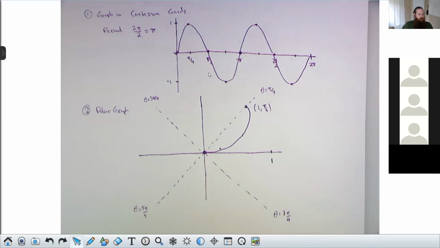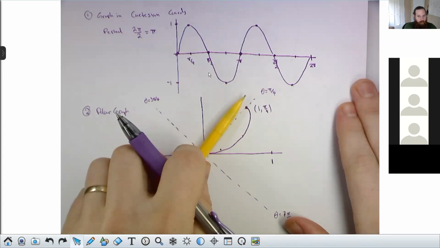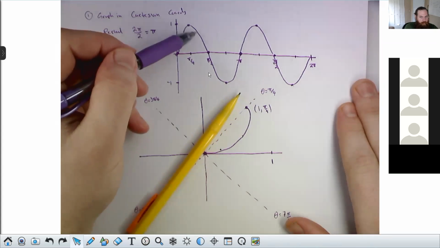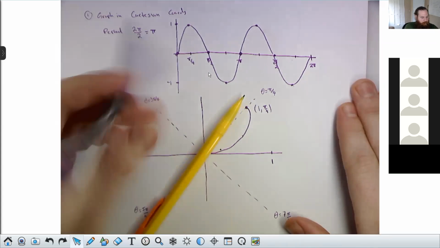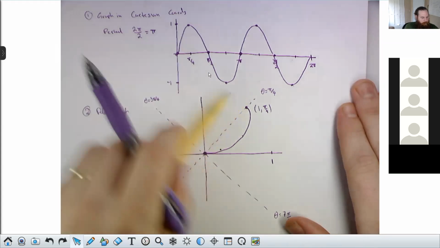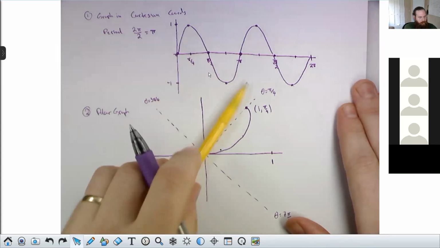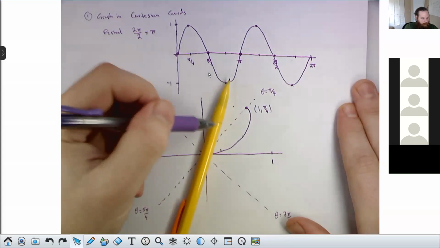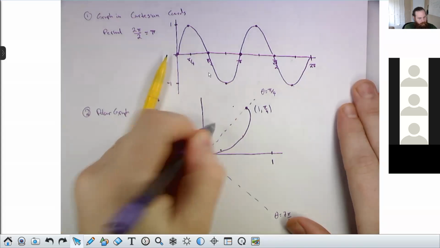As my arm rotates past pi over 4, just a little bit past, r should start to come in. So if I rotate just a little bit past pi over 4, instead of still being out here, I should have come in a little bit. So we will be like here. And then if I rotate a little bit further, r should come in a little bit further. So I'll be like here.